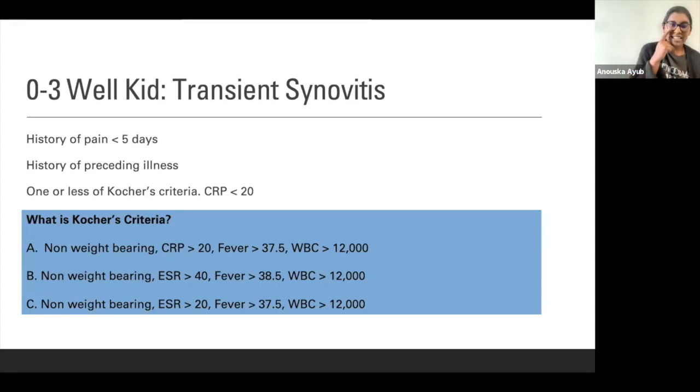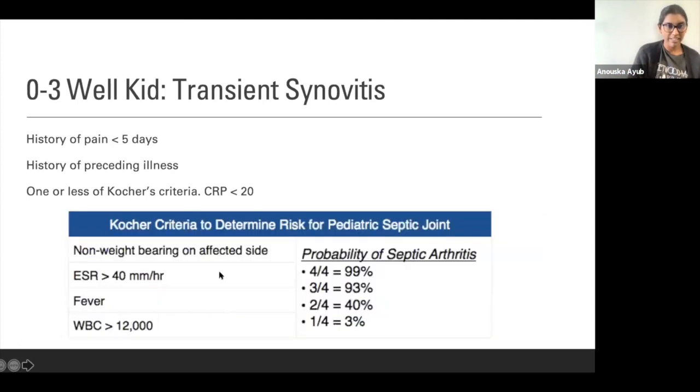A lot of A&Es now don't like to do an ESR, so it's very difficult to do Cocker's criteria. You have to substitute CRP for ESR, which is fine because we're talking about the whole clinical picture, but Cocker's criteria specifically, B. So here it is. Non-weight bearing, ESR of over 40, fever of over 38.5, and white blood cells of over 12,000.